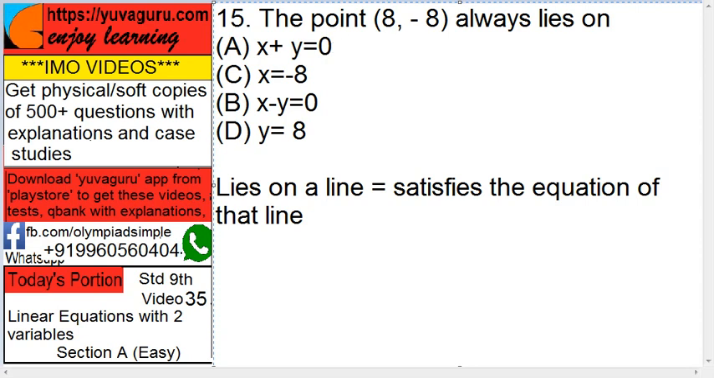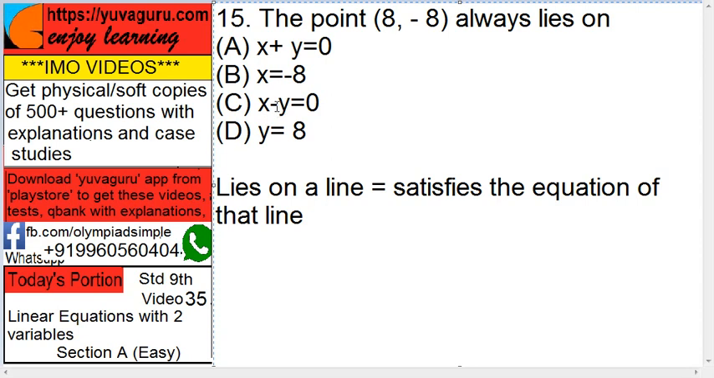In exams, once you get the answer, you need not try any other option, C, D, B, anything. Just for confirmation's sake, over here we can try. So put in B, put x equals 8, y equals -8. Is it true? No.